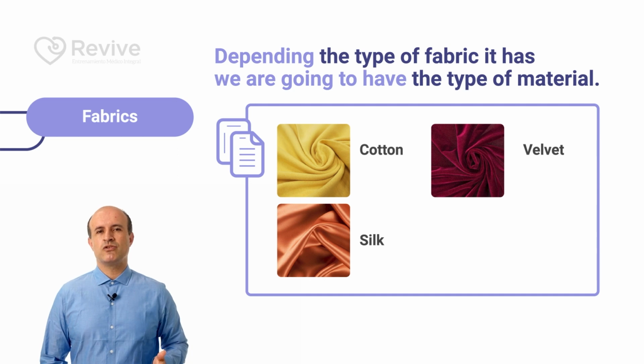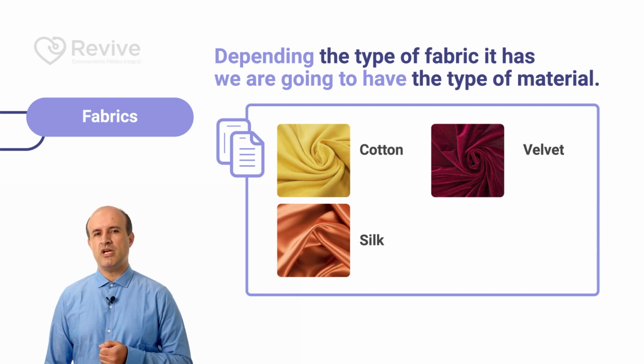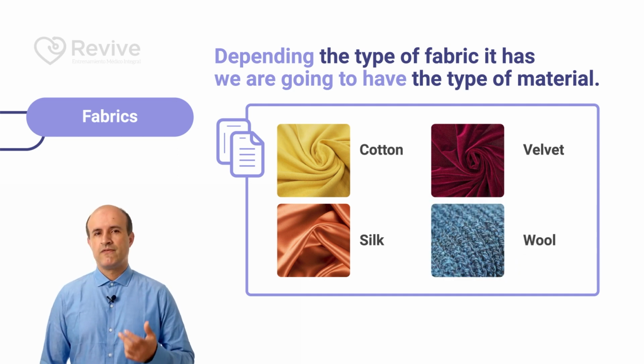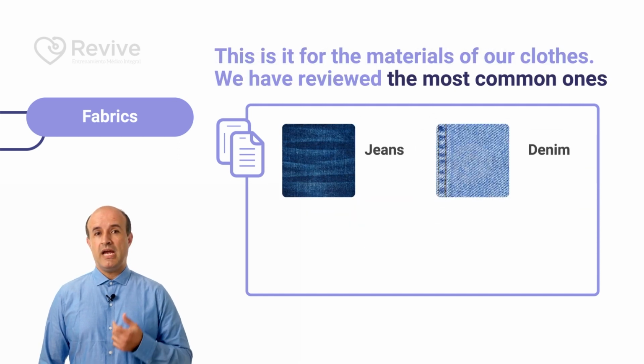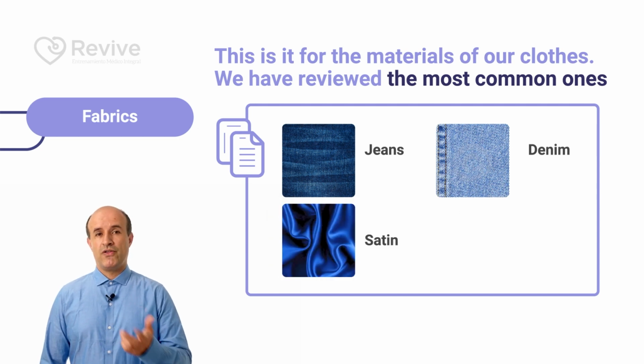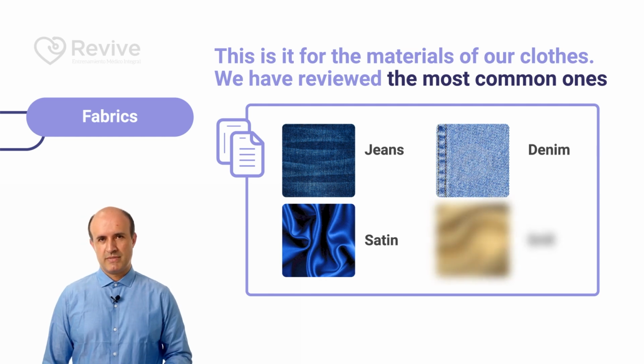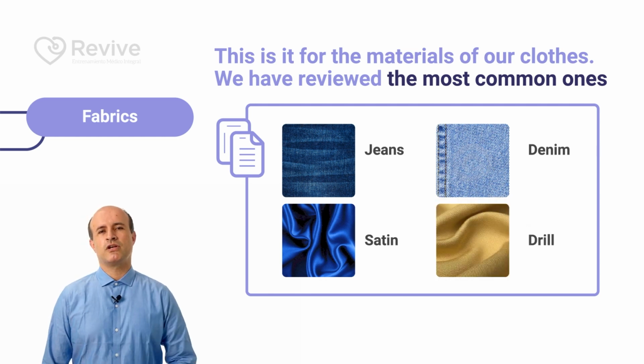Then we pay attention to a material you obtain from sheep, that is the wool, followed by the material for the jeans or denim, and the material for some pajamas, the satin. Other materials we can wear are the linen and the drill. This is it for the materials of our clothes.